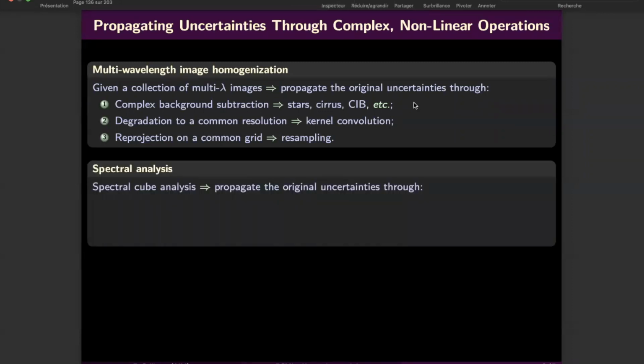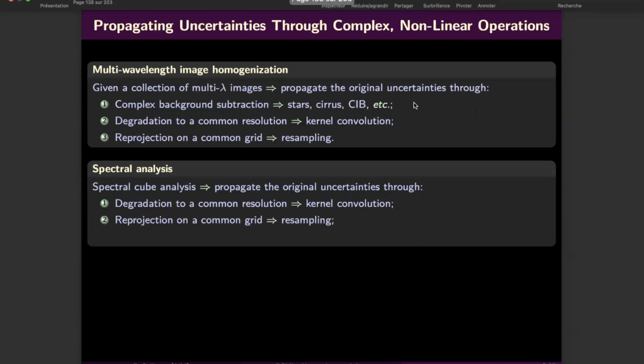And the other one is a derivative of that in spectral analysis, when you have a spectral cube, and you want to also degrade the resolution of each wavelength, because usually you have different angular resolution at different wavelengths when you have a typical spectral imager. Also, we project them on the same grid, and the particularity of spectral analysis is that you also want to do line fitting to extract a line flux on these things.